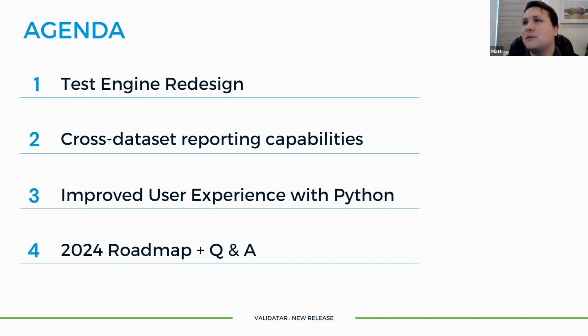Additionally, we'll talk briefly about two other features that are part of this release, the cross-dataset reporting capabilities. So we'll hit on that. And then we also were trying to really improve the user experience for those of you who use Python with Validator, and giving you more feedback right within Validator for all of that. And then finally, at the end, we will hit on the 2024 roadmap.